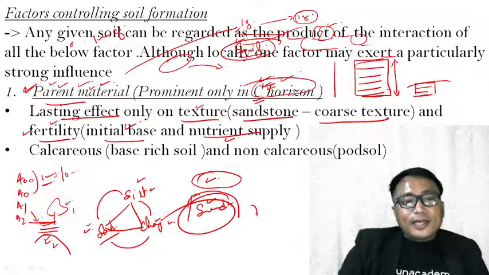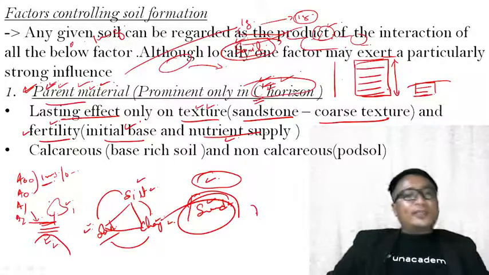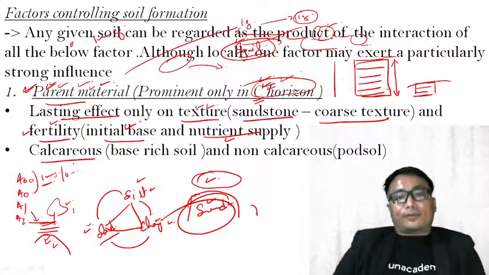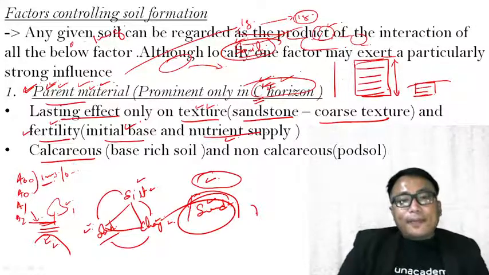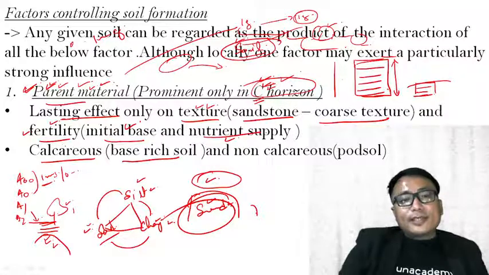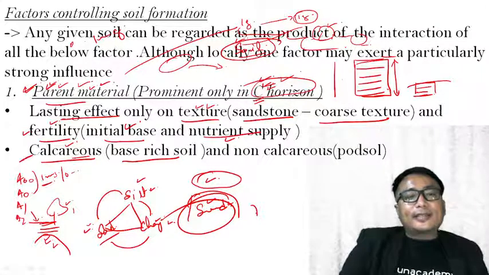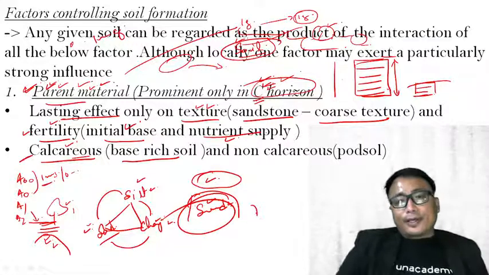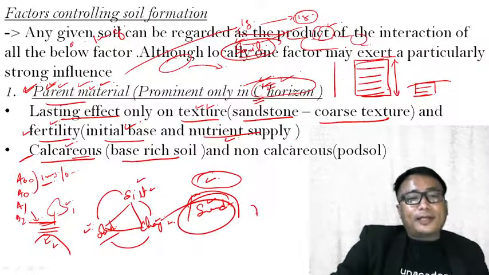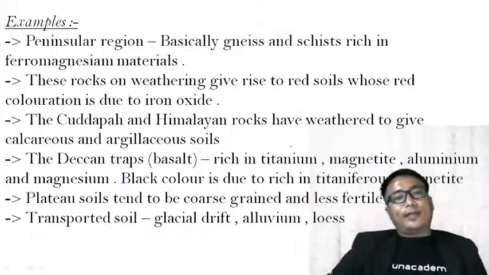Therefore, the fertility and the texture is determined by the parent rock, which has a lasting effect. If it is a calcareous rock, say for example, then it becomes a base-rich soil. Why? Because the necessary bases are given by the calcareous rock, which is acting as a parent rock. So the influence of parent material is especially on the texture and the fertility of the soil.